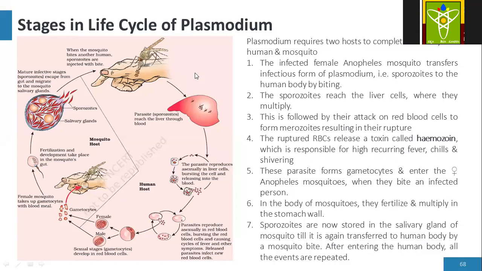Pooja is asking, how can we find a female Anopheles mosquito? This is not something you can identify right now, because it requires a large amount of knowledge. Otherwise, if you want, just Google search it and you will see the photographs. If you are able to identify it by the photographs, that's well and good.